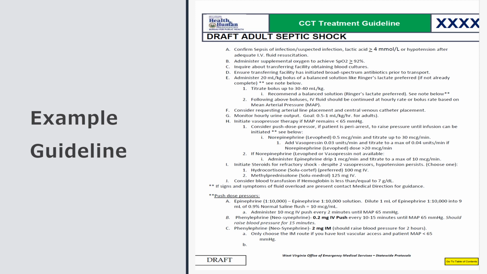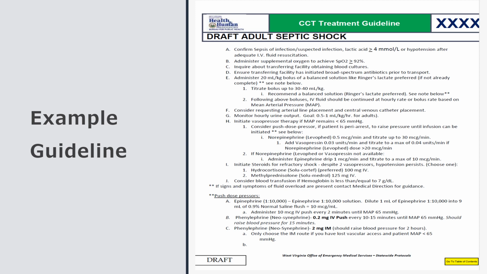Consider push-dose pressors if the patient is in peri-arrest to raise the pressure until an infusion can be initiated. For that, we recommend norepinephrine 0.5 mics a minute and titrate up to 30 mics a minute. Add vasopressin at 0.03 units per minute and titrate to a maximum of 0.04 units per minute if norepinephrine or Levophed doses are greater than 20 mics a minute.